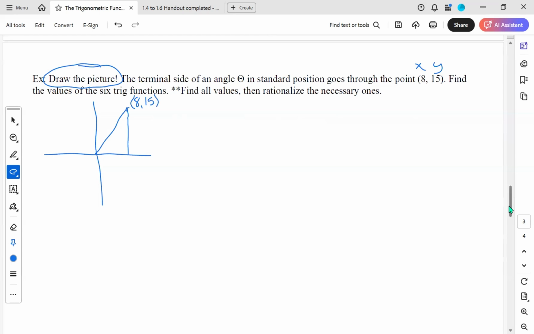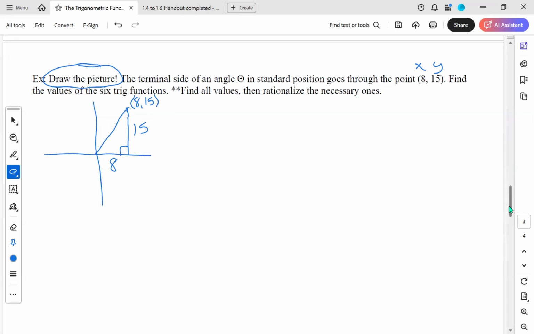Now, I don't normally label that point, just FYI. I normally label it on the sides. My 8 is my X, my 15 is my Y. And my right angle goes right there. The right angle is not the X and the Y axis. The right angle is off of the X and Y axis. Okay? Mainly off of the Y axis.